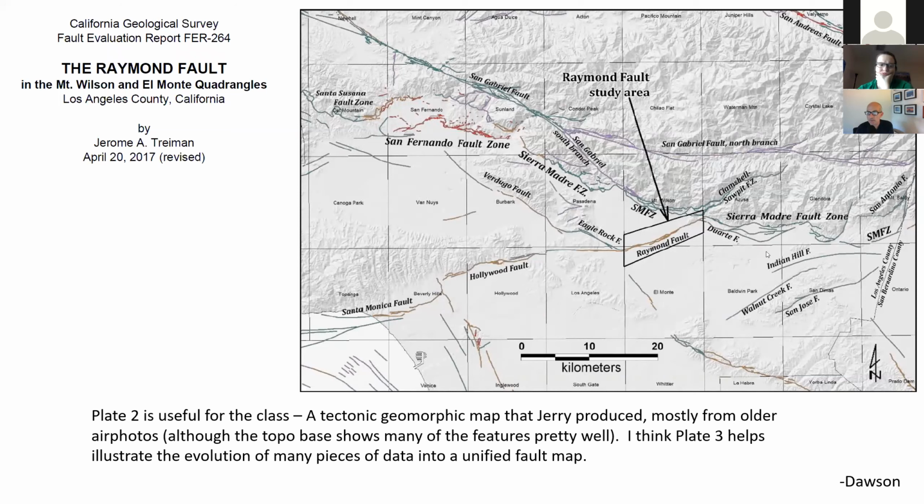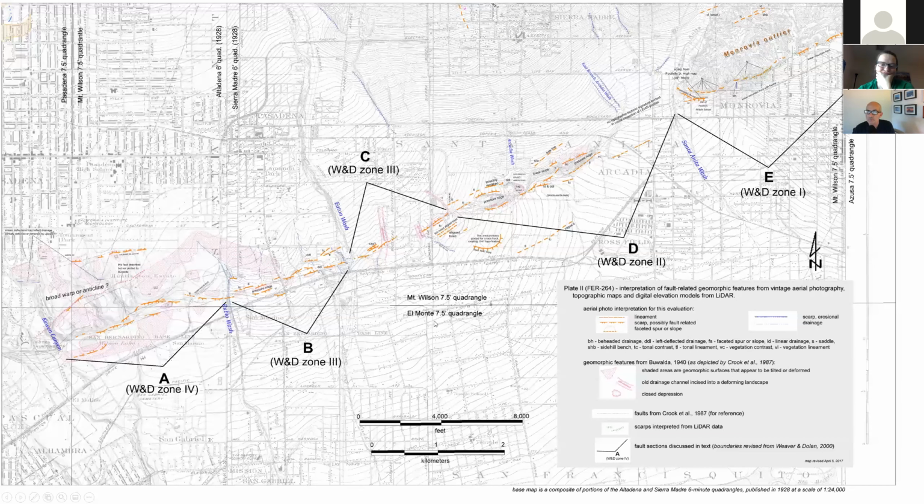Jerry Tryman, who is a well-known and sort of veteran geologist working for the California Geological Survey, and this is a kind of product that CGS produces, and they're studying the Raymond Fault. I didn't choose this because Ramon is my name, but it is similar, by the way. It's in the LA Basin, and so the main thing is plate 2 is this one.